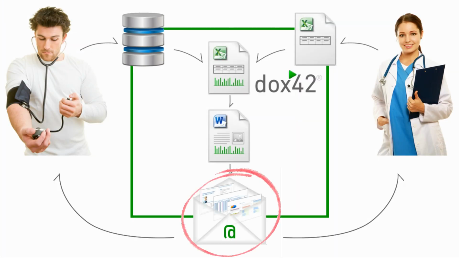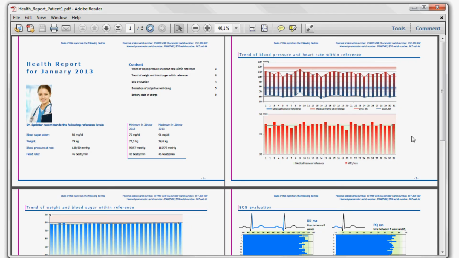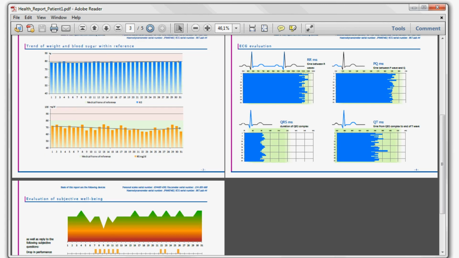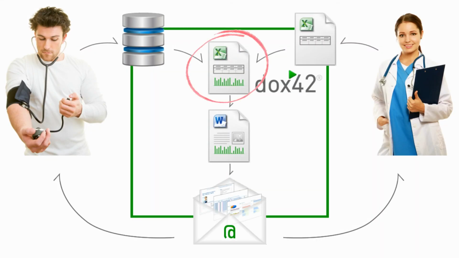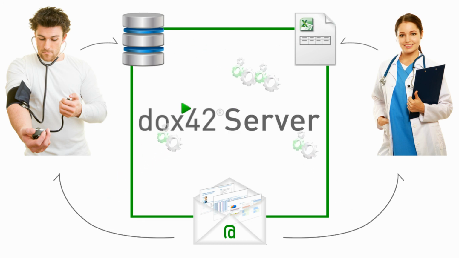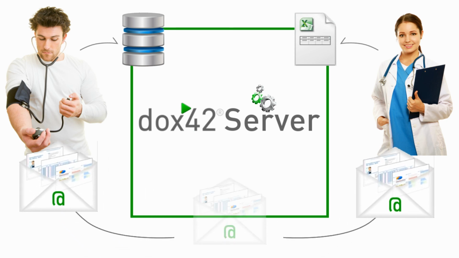This report can also be saved as a PDF and/or emailed to Peter and Dr. Sprinter. You only need to set up your Excel and Word templates once. Afterwards, the dox42 server will take over and automate all steps from data integration to emailing the finished report.